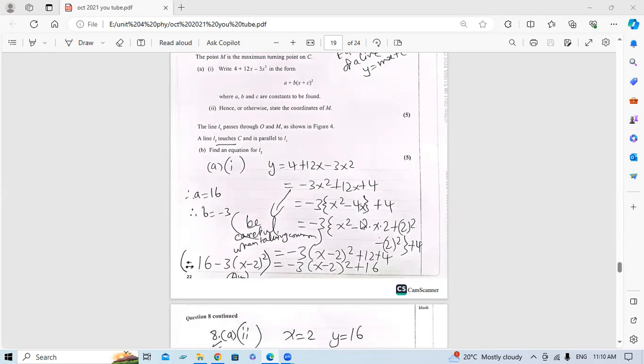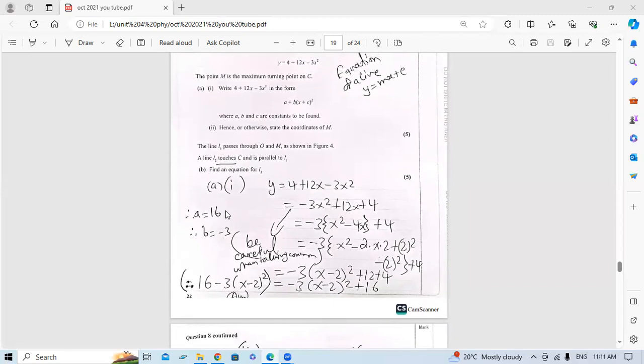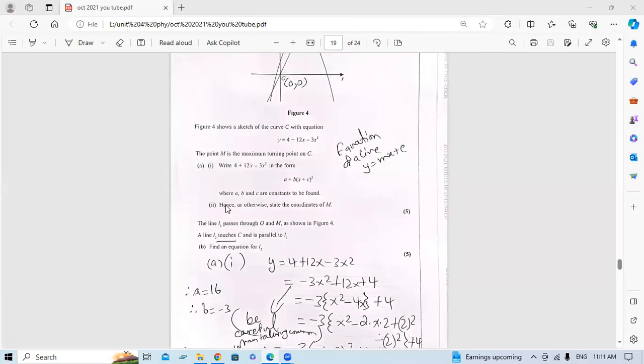We need to do the completing the square over here. Plus 2 squared minus 2 squared plus 4. Minus 3 into (x minus 2) whole squared plus 12 plus 4. And minus 3 into (x minus 2) whole squared plus 16. So the final answer will be 16 minus 3 into (x minus 2) whole squared. That's the end answer for question number 8A1.